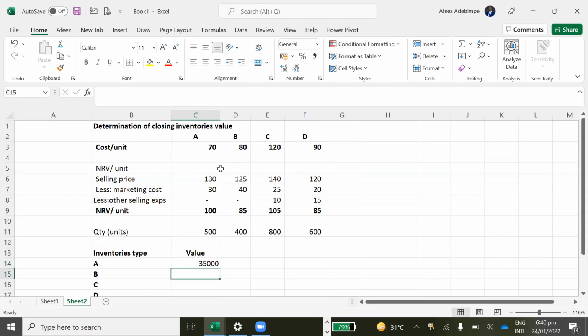That's for A. For B, cost per unit is 80. NRV per unit is 85. To measure inventory, we compare and pick the lower of cost and net realizable value. Which is the lower here? 80. 80 is price, and what is the quantity? 400. To get the value, 80 times 400. That will give us the value. 80 times 400. This is the value.